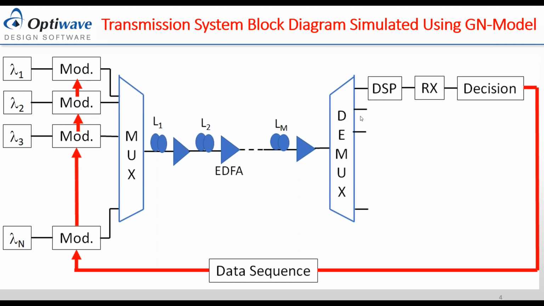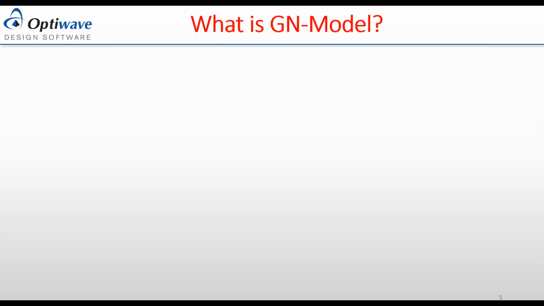Then the channels after transmission are demultiplexed at the receiver and go through a DSP, digital signal processing component, and then are received using a coherent receiver and passed into the decision circuitry to determine the performance of the transmission system. Now, the GN model does this kind of calculation in a very fast way, and that's the advantage of using it. Today's webinar is about that process.